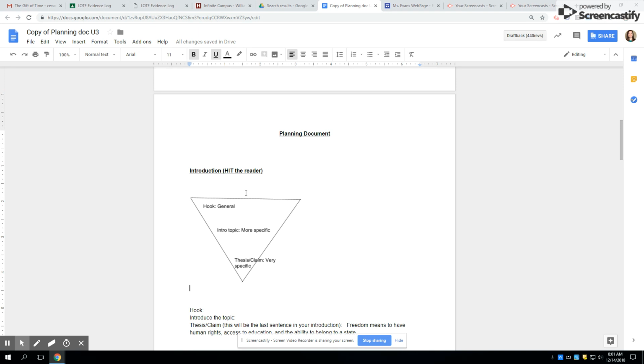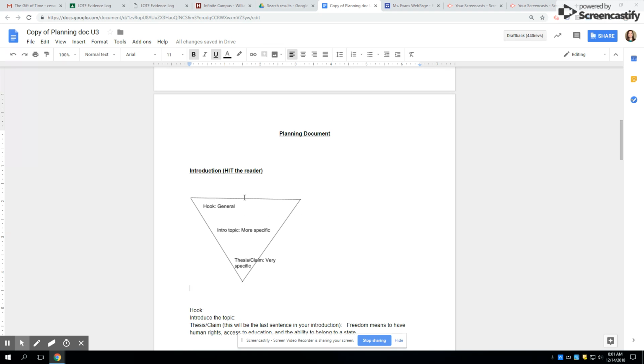Now notice that in this introduction, when we hit the reader, we begin with information that is very general. This is inviting the reader to continue reading our essay. It lets them know that this is information that they can interact with.